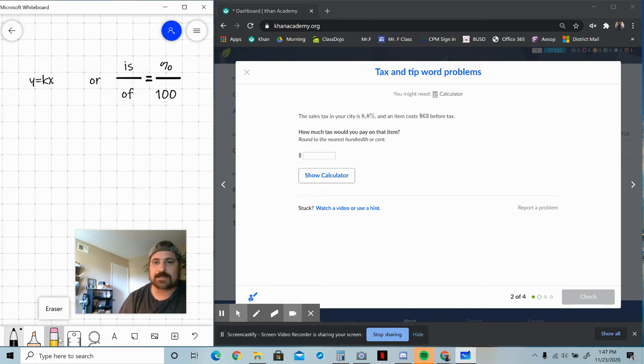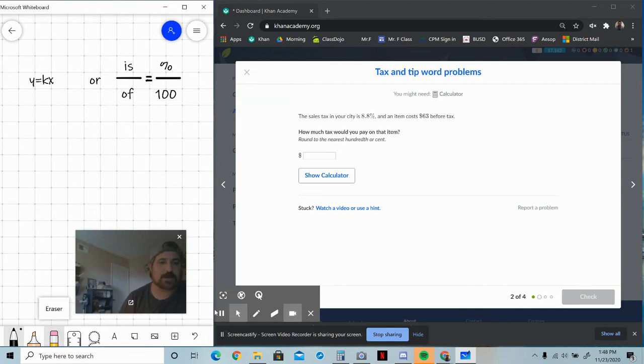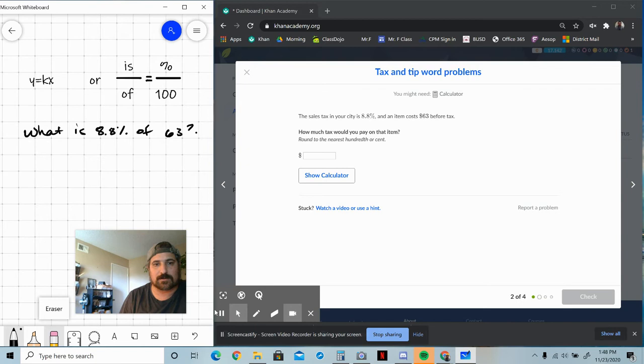But in this case, they're asking what is just the tax. It says how much tax would you pay on that item. So they really just want what is 8.8% of 63. That's all they want, so ultimately, that's a really easy question. This question is just asking what is 8.8% of 63? If that's the question, we can answer that very easily.